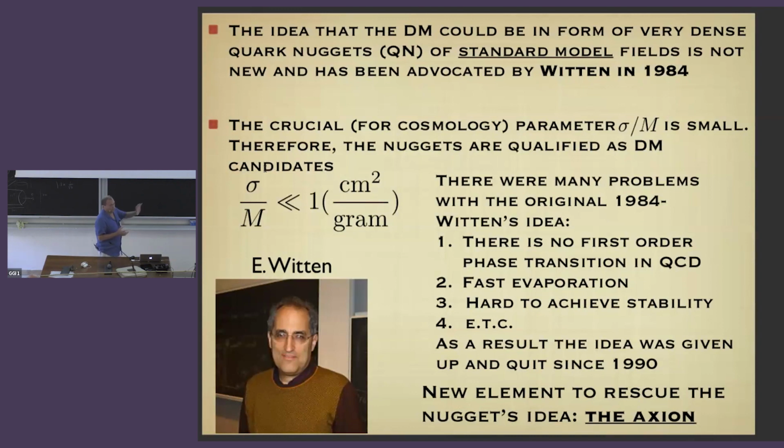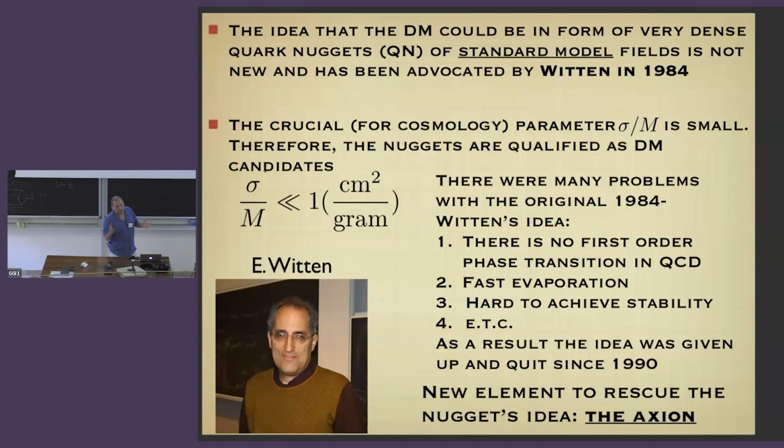So the most important part for cosmology is definitely sigma to m. That's exactly what enters all your cosmological observations. And for nuclear matter, you can compute it. It's an extremely small number, 10 to minus 10. So in terms of cosmology, the nuclear matter portion of nuggets would be absolutely perfect dark matter. That's exactly what Witten had in mind.